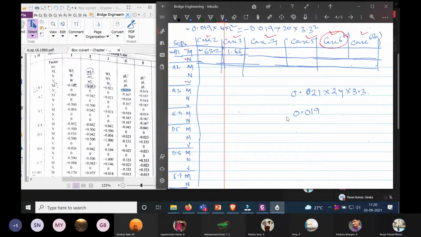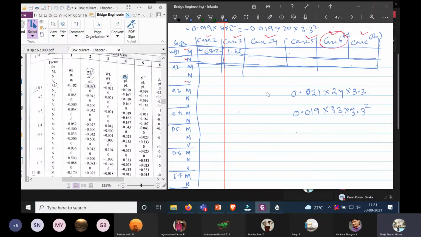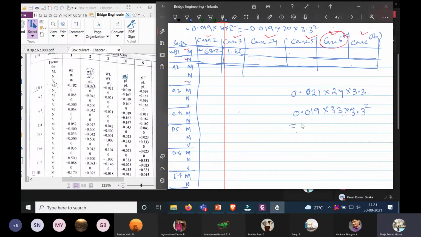0.019 into the intensity of water pressure. How much have we calculated the intensity of water pressure as? 33. So 33 into 3.3 square. We are calculating the moment, so it is 3.3 square. If you calculate this one, this value will come as 6.82. Now the next one, case 5.